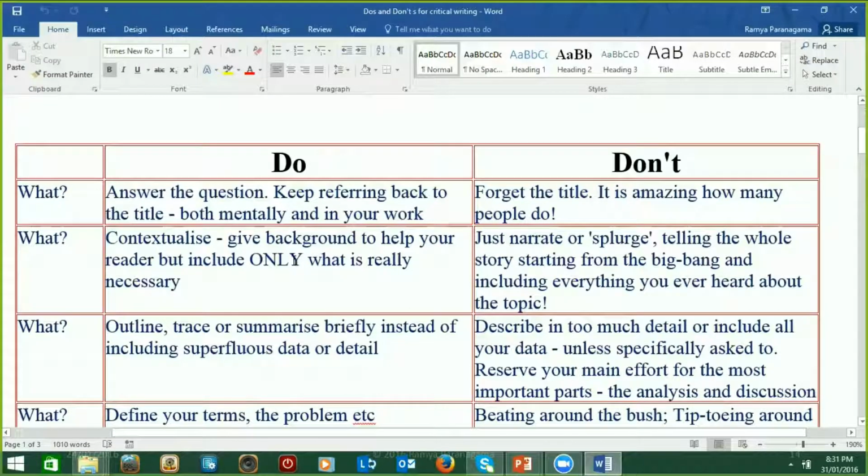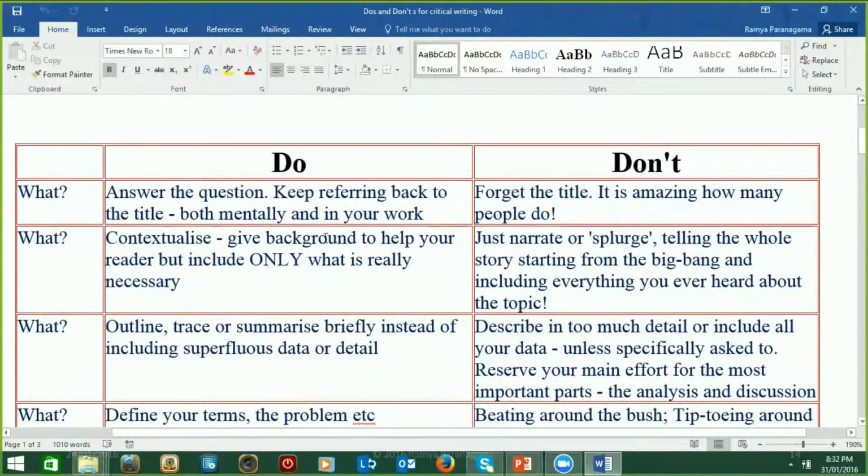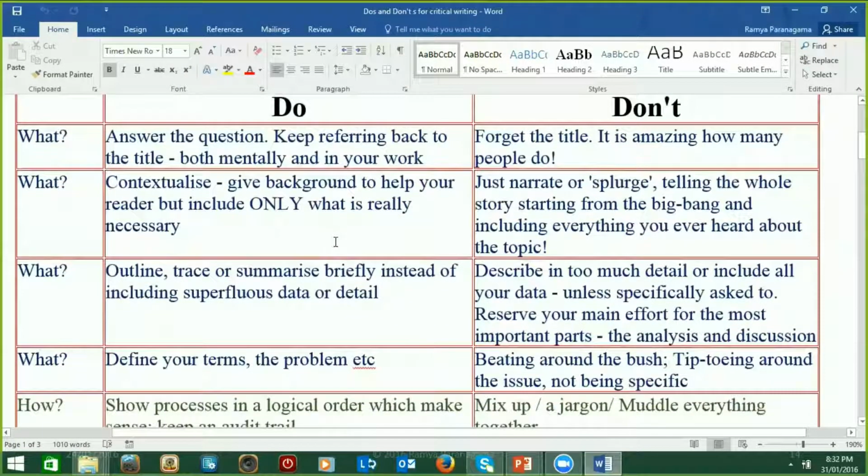That means give some background information, okay? What you shouldn't do is tell the whole story starting from the Big Bang and including everything you heard, right? Another do is outline, summarize briefly, the beginning. But what you shouldn't do is describe too much detail at the very beginning, right? And the next do is define your terms or problems so that the reader understands that, right?